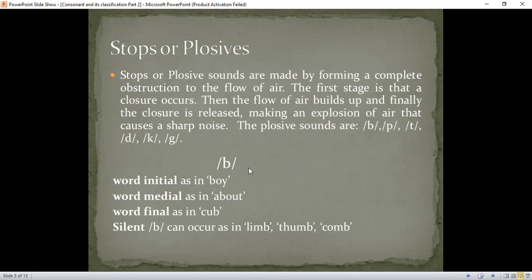The first will be the b sound. Word initial as in boy. Here, the b sound will be in the first place. Okay. Word medial as in about. Here, the b sound will be in the middle or the second place. And word final as in curb. Here, the b sound will be in the last place. Silent b can occur as in limb, thumb, and comb.